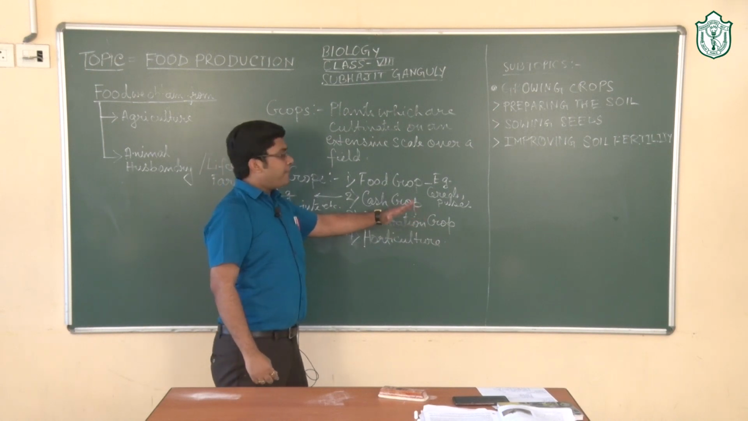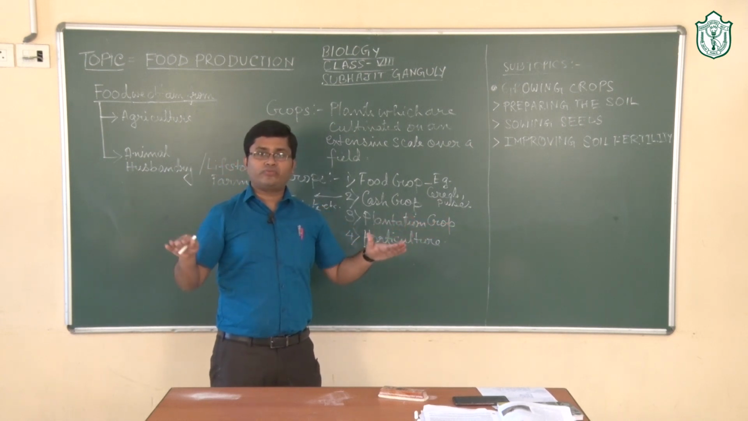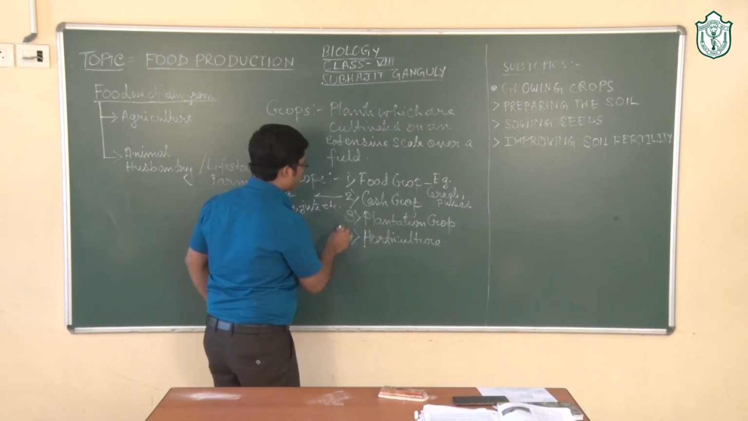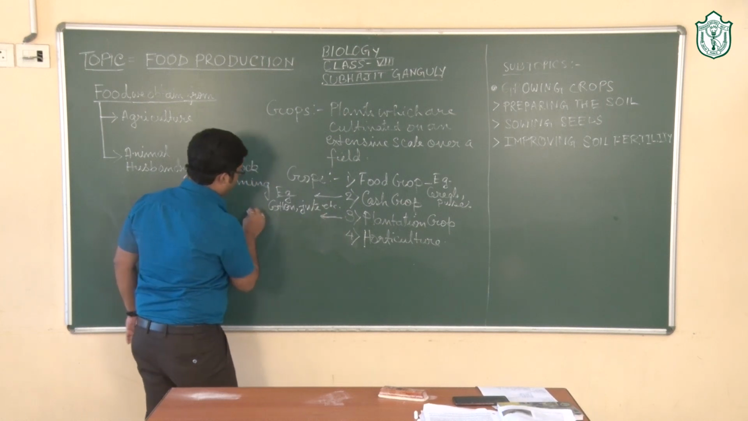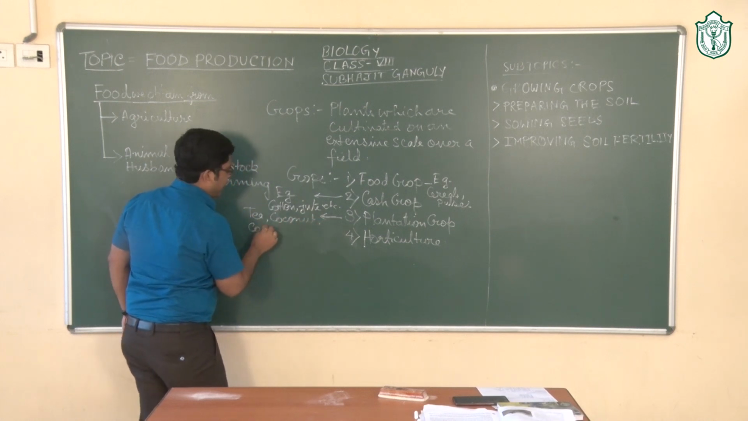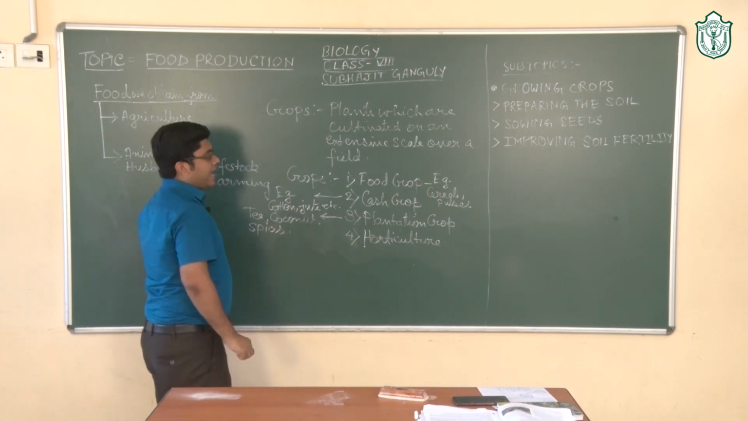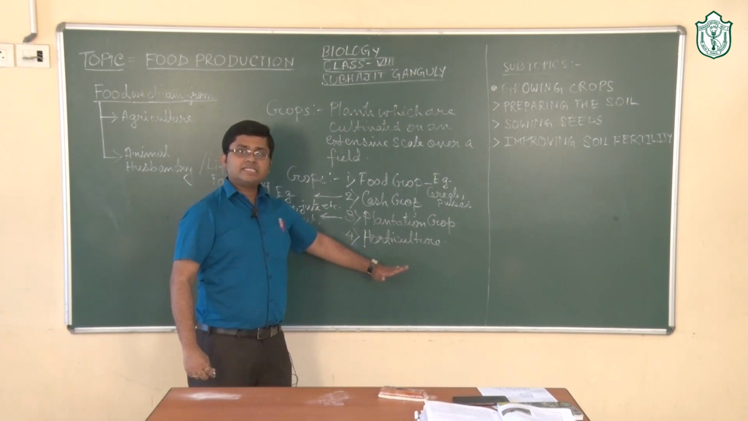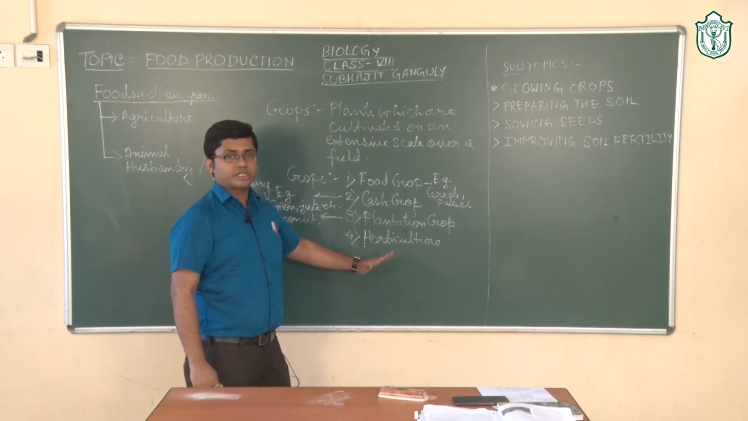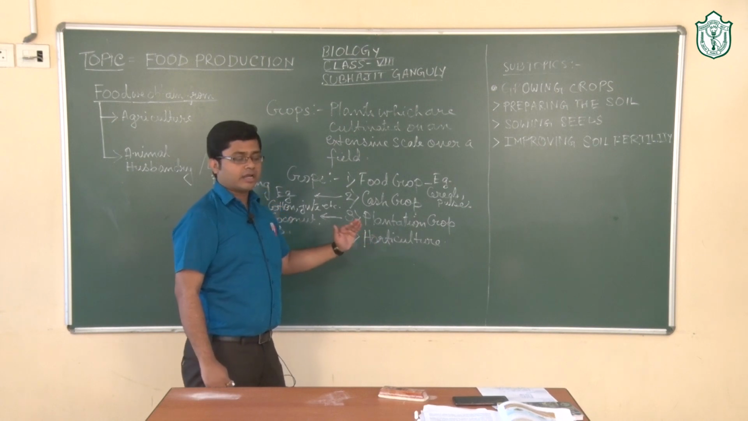Plantation crops are basically cash crops which are grown on a large scale of land in a plantation form, in definite rows. Examples of plantation crops are tea, coconut, coffee, and spices. And the last one is horticulture, the cultivation of ornamental plants and flowers. So these are the basic classifications of crops that we have in our country.